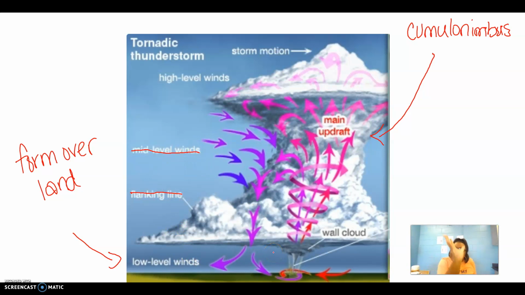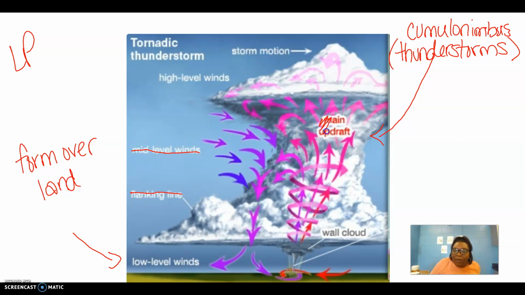We see that heat rising. Remember, this is a low. That's why Ms. Neville's writing in red today. This is a low pressure system. And we'll also see here thunderstorms, okay? You'll even see it says a tornadic thunderstorm, okay? Cumulonimbus clouds occur with thunderstorms, okay? We'll notice here, we don't need to know about the main updraft or that wall cloud.